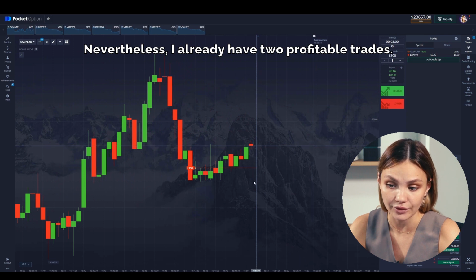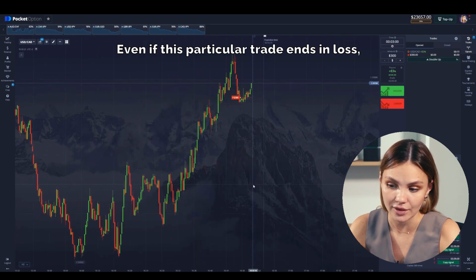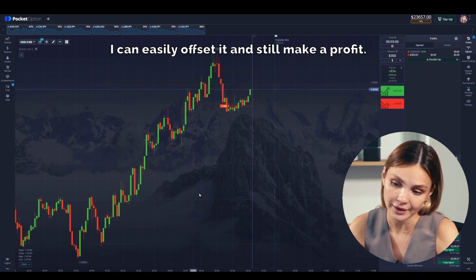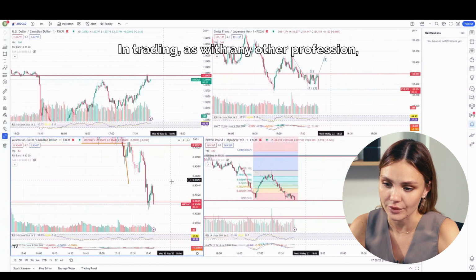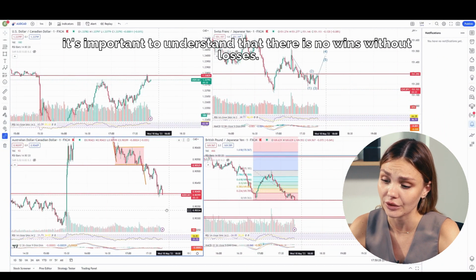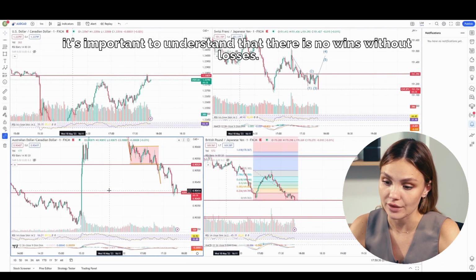Nevertheless, I already have 2 profitable trades. Even if this particular trade ends in a loss, I can easily offset it and still make a profit. In trading, as with any other profession, it's important to understand that there are no wins without losses.